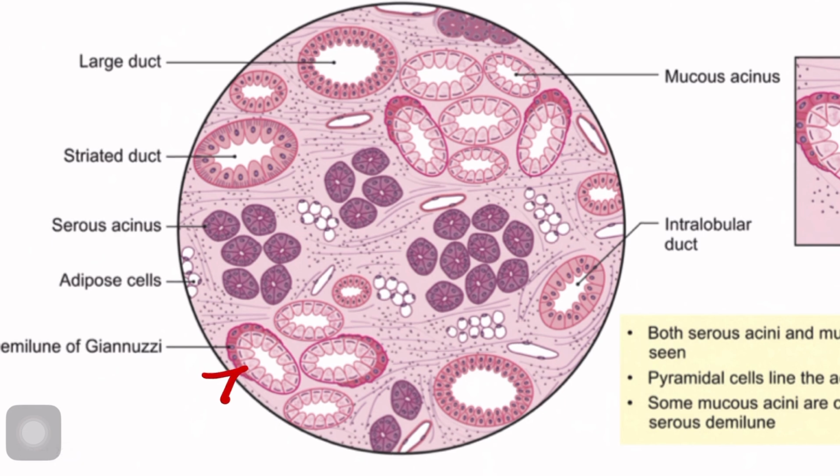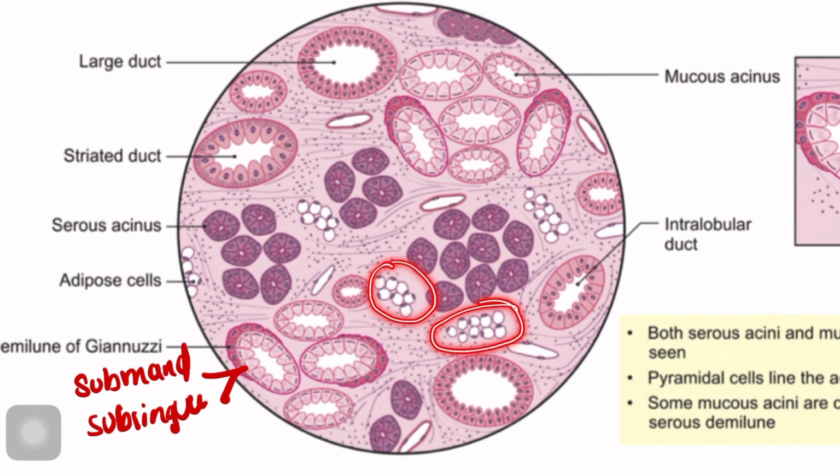I already told you in my previous video that demilunes are present in submandibular as well as sublingual type of salivary gland. You can also appreciate some adipose cells in the connective tissue of the gland. You can see some intralobular ducts.